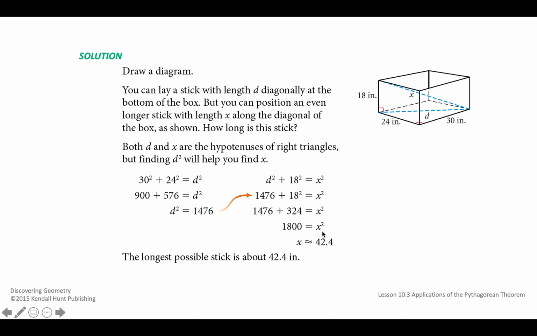Remember that if you want to find just x and you have x squared, you would square root both sides. So the square root of 1,800 is 42.4. And remember that this is a distance. Our units are given in inches, so this is in inches. The longest possible stick is about 42.4 inches.